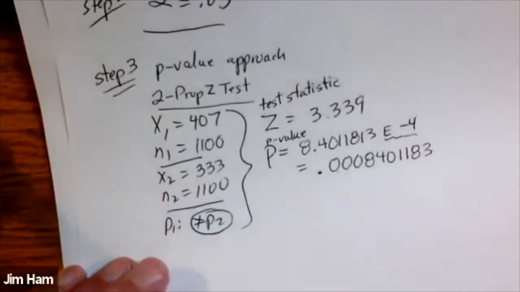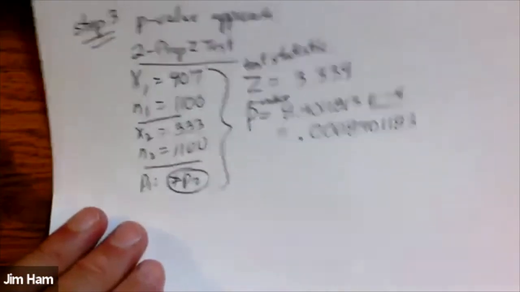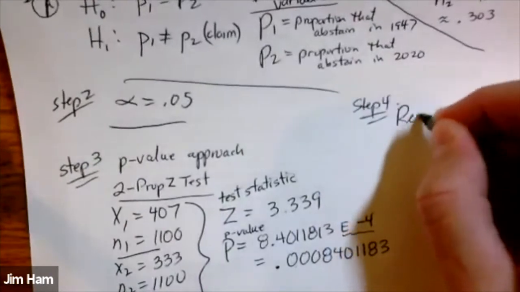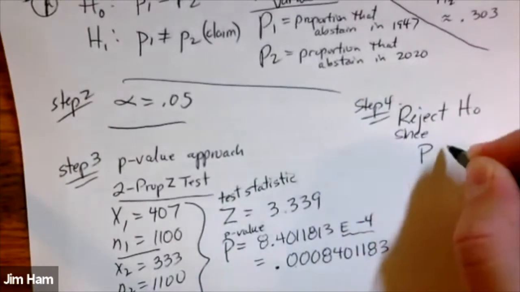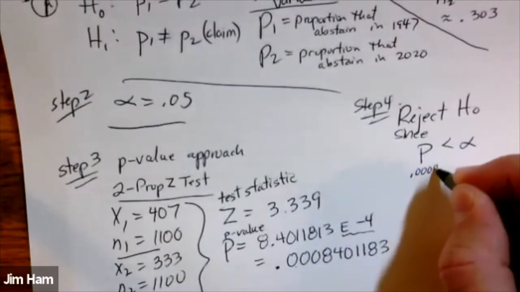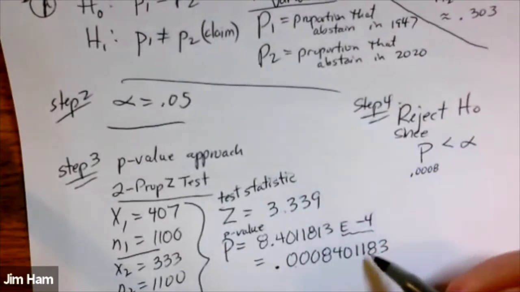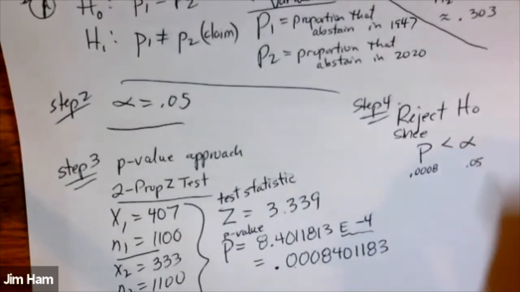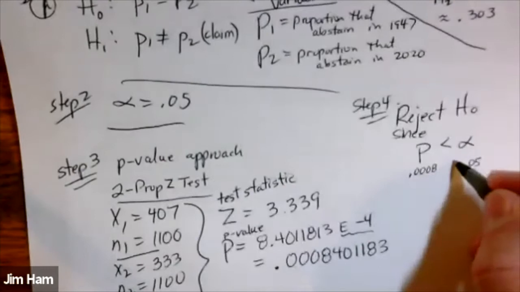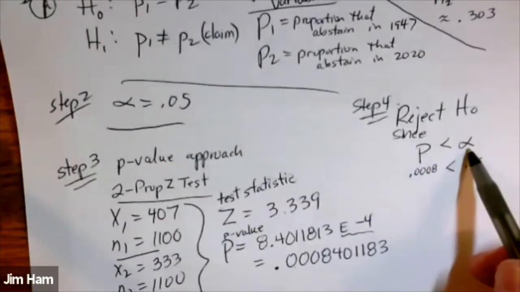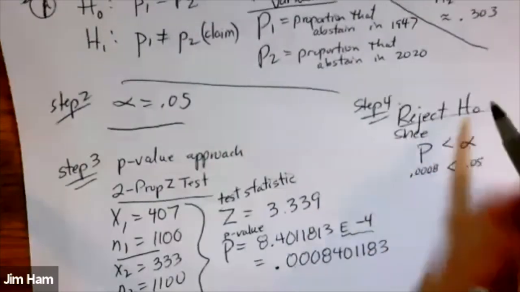All right, while we're here, what I might do is just say step 4: we are going to reject the null hypothesis since p is less than alpha. We calculated p to be this 0.0008 number here, and alpha was given to us as our line in the sand, the level of significance. You can see this number is less than this number, therefore p is less than alpha. And if p is less than alpha, the decision is to reject the null hypothesis.